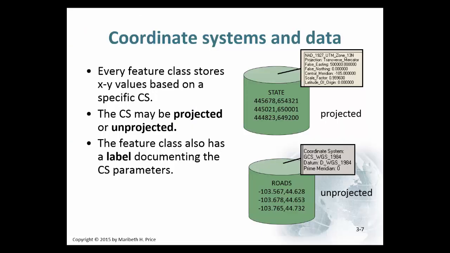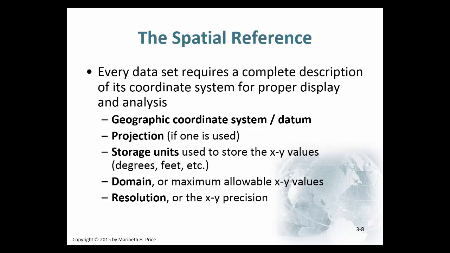You must understand that all GIS spatial data must have a coordinate system. It can be projected or unprojected, but it must be present. Each data set should have the coordinate system fully described in the metadata.